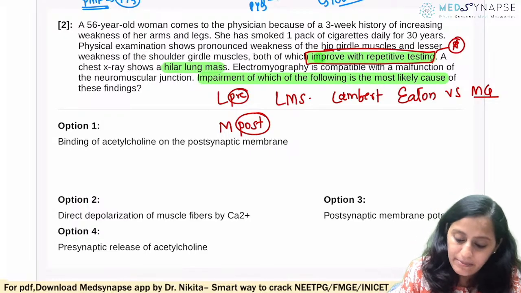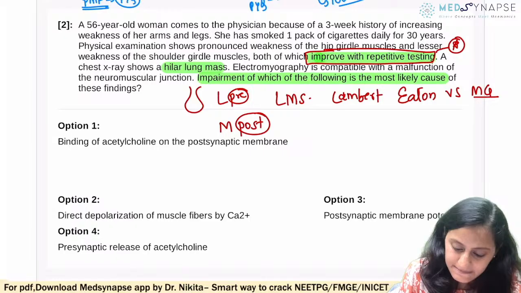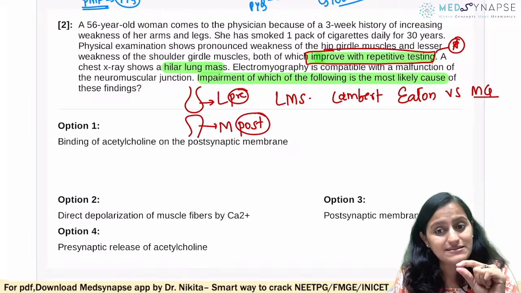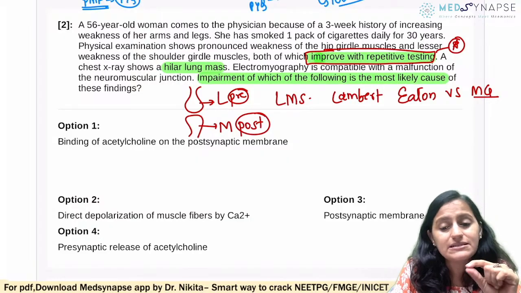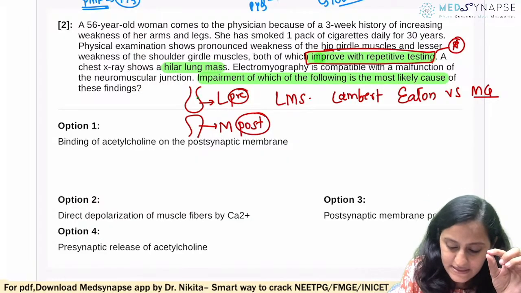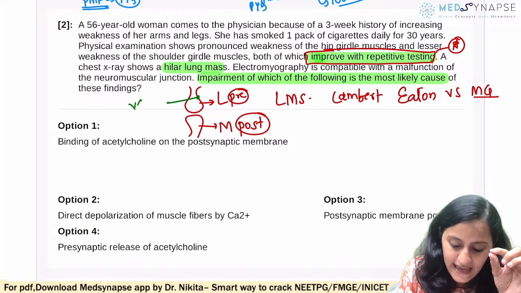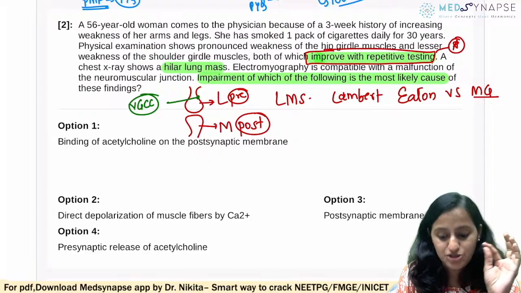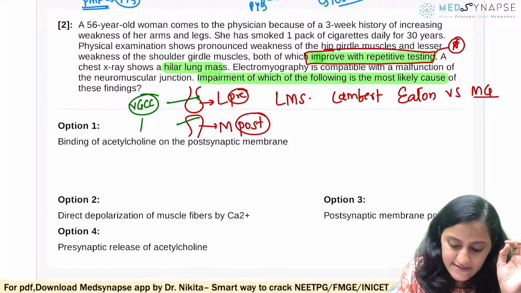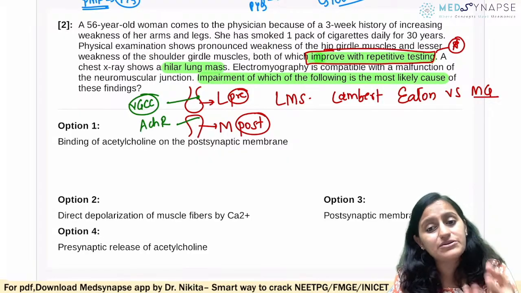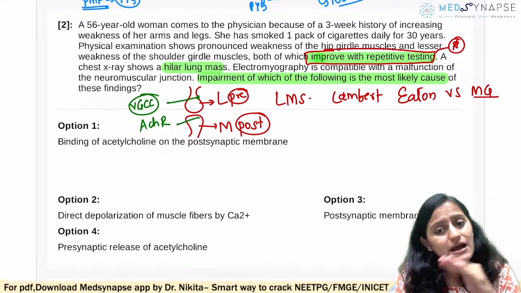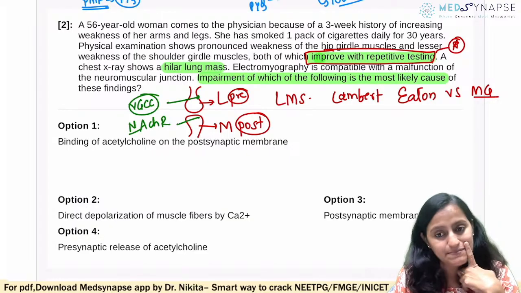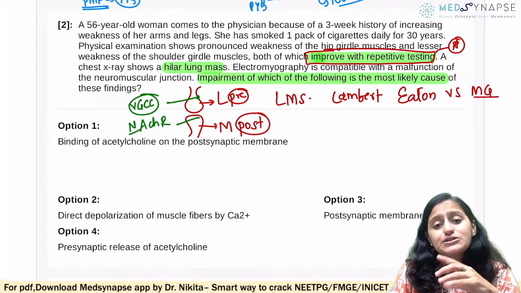Remember that if this is the synapse here, presynaptic is Lambert-Eaton, postsynaptic is myasthenia gravis. In Lambert-Eaton, there are antibodies against voltage-gated calcium channels. In myasthenia gravis, it is against the acetylcholine receptor. What receptor do you have at the NM junction? It is the nicotinic acetylcholine receptor. Okay? So this is Lambert-Eaton.